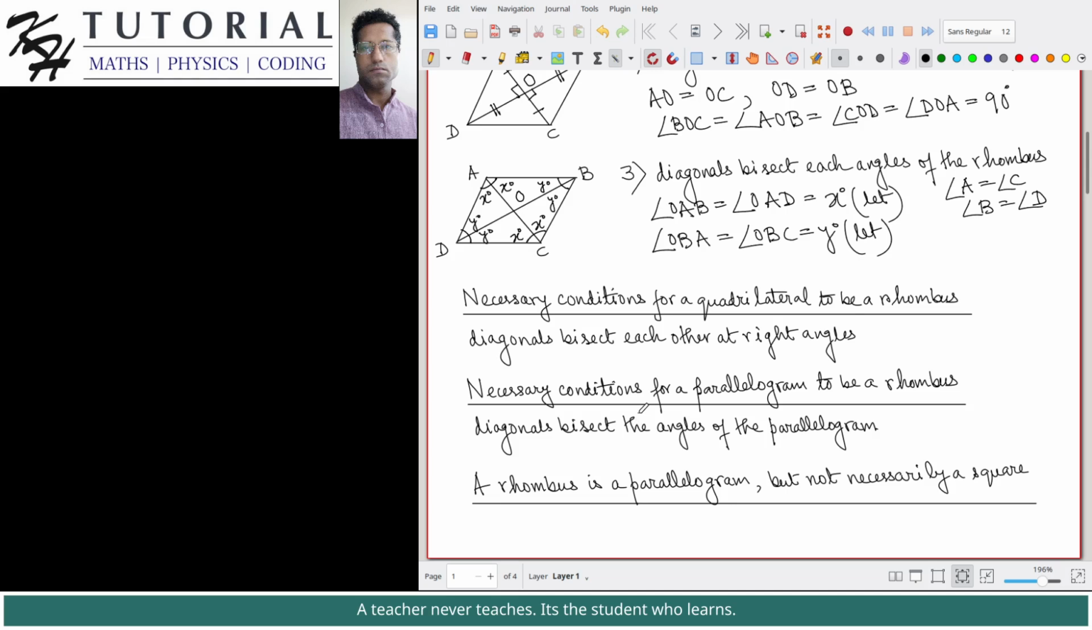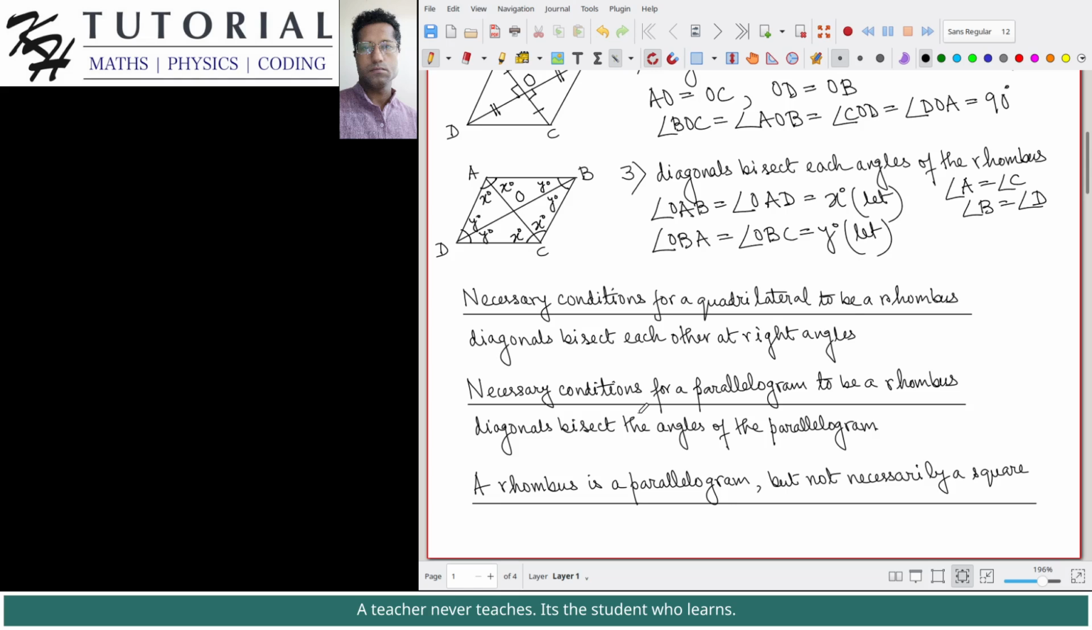And also in a rectangle, we know that the diagonals do not intersect at right angles. So definitely a rhombus is not at all similar to a rectangle. The only similarity between a rhombus and a rectangle is that they both are parallelograms, and that is the only similarity between a rhombus and a rectangle.